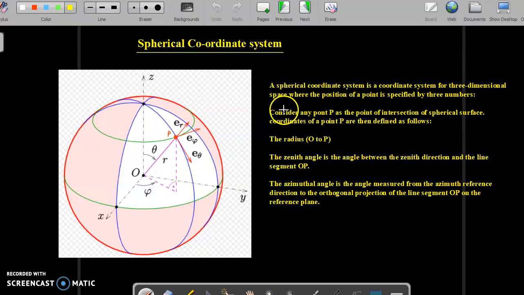Today we are going to discuss the spherical coordinate system. Like the cylindrical coordinate system, the spherical coordinate system has three coordinates: r, theta and phi. R represents the radius, theta represents the zenith angle, and phi represents the azimuth angle.